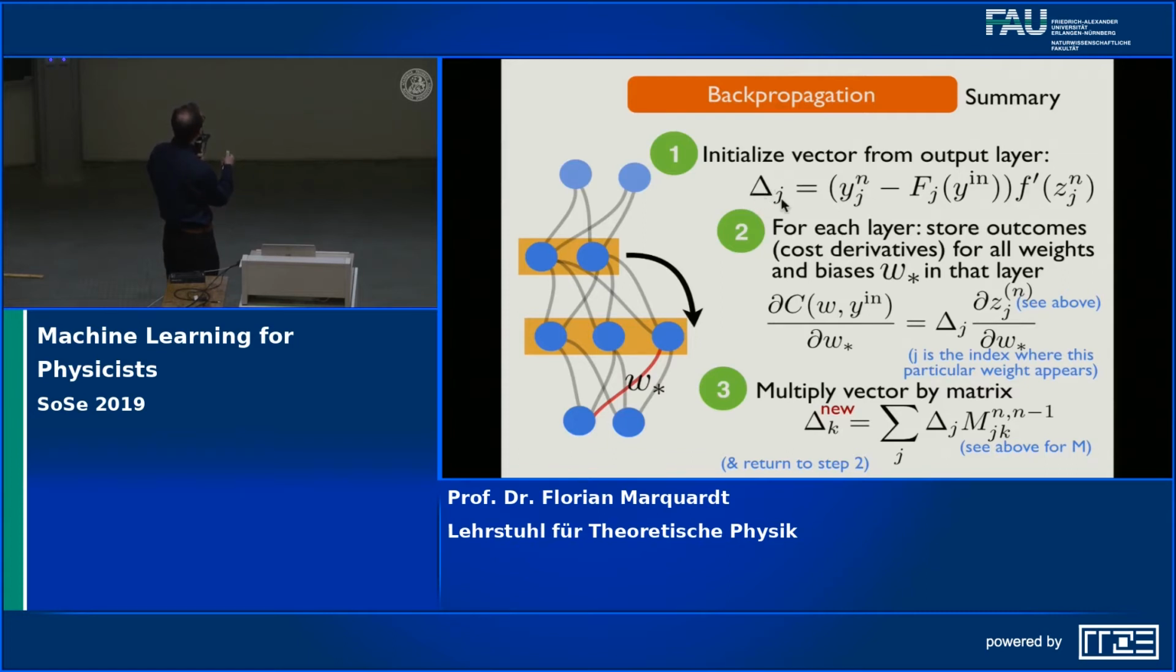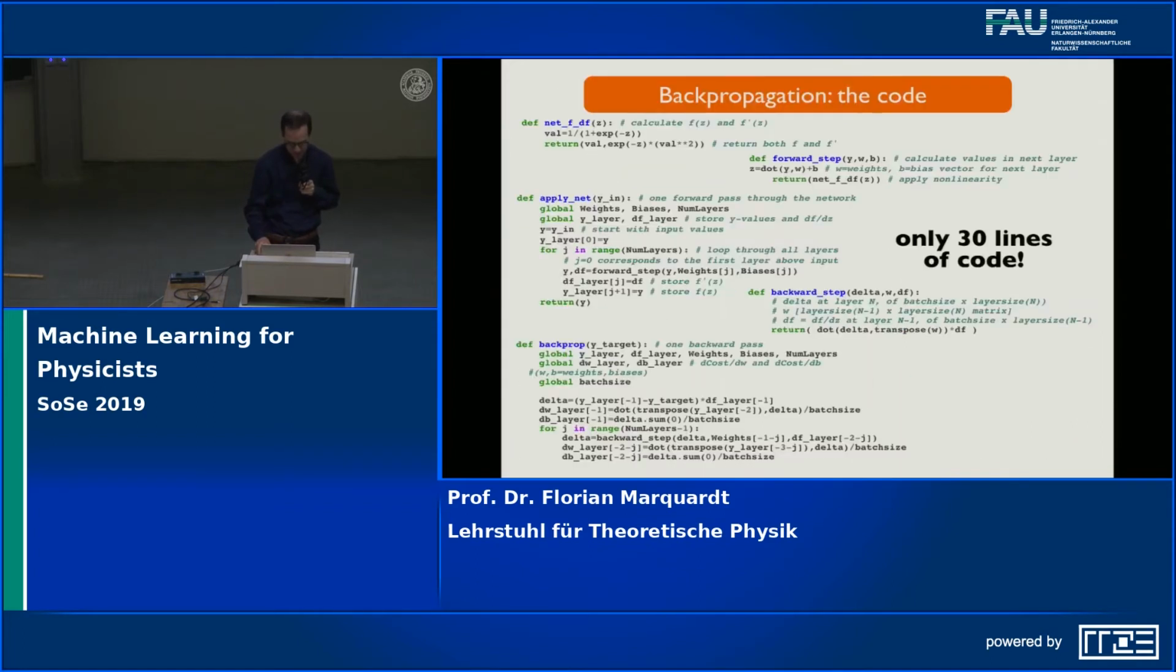So this is just a summary of what is really done. You start with something that we like to call the deviation vector. At the output layer, it's initialized to something that has to do with the difference between the output of the neural network and the desired output. So f of y in is the function that represents the training example, so the desired output. And then you would go down layer by layer, and you would calculate these contributions, but in the end, you only need to do these matrix vector multiplications. Okay. So I skip this.